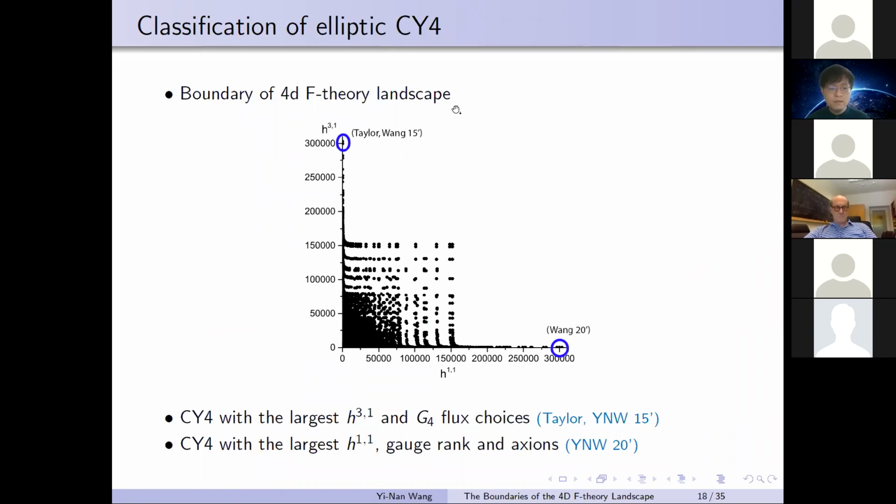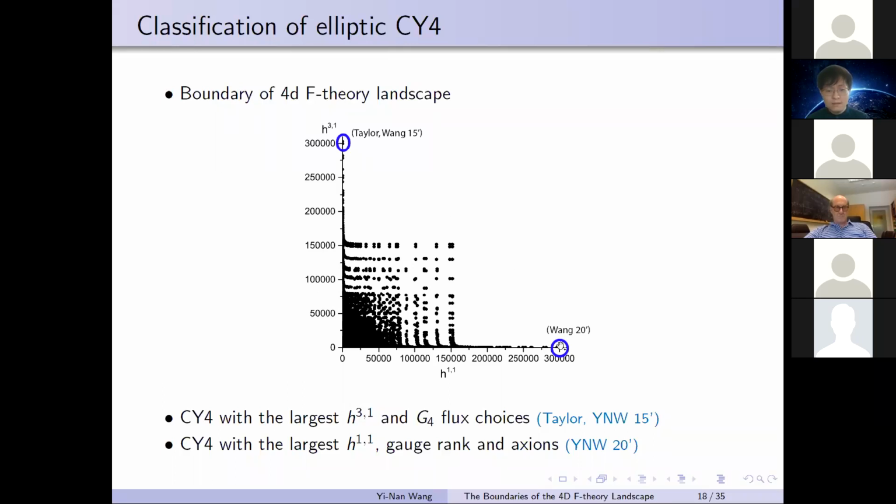landscape. So in this picture, if you want to try to find some F-theory model with the largest number of physical fields, the natural points of interest are the ones with the largest Hodge number, either h31 or h11, located here. In particular, the Calabi-Yau fourfold with the largest h31 was studied in a paper by Wang and me in 2015. In this particular model, it has the largest number of complex structure moduli and the largest number of G4 flux choices.